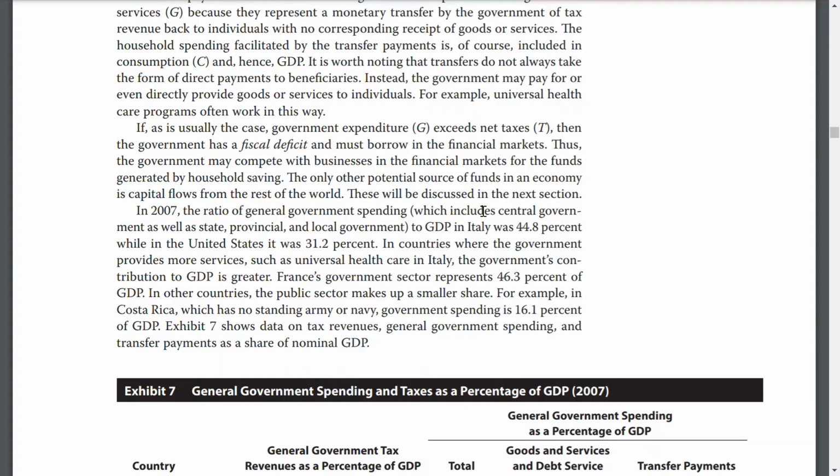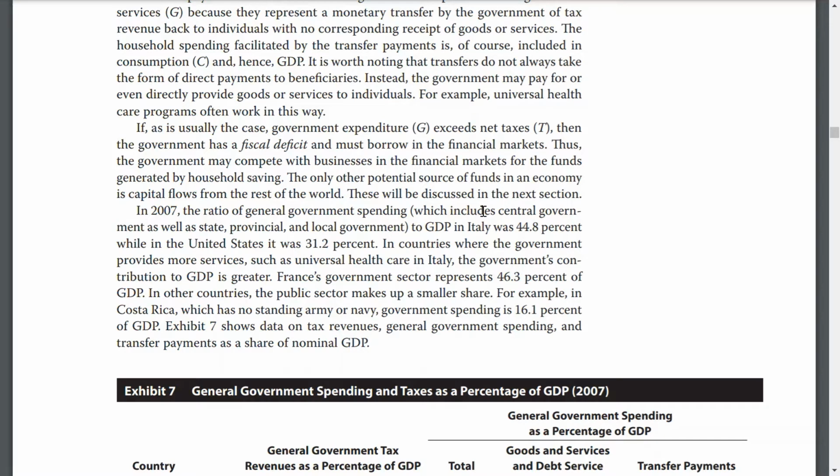If, as is usually the case, government expenditure, G, exceeds net taxes, T, the government has a fiscal deficit and must borrow in the financial markets. Thus, the government may compete with businesses in financial markets for the funds generated by household savings. The only other potential source of funding for the economy is capital flows from the rest of the world. These will be discussed in the next section.